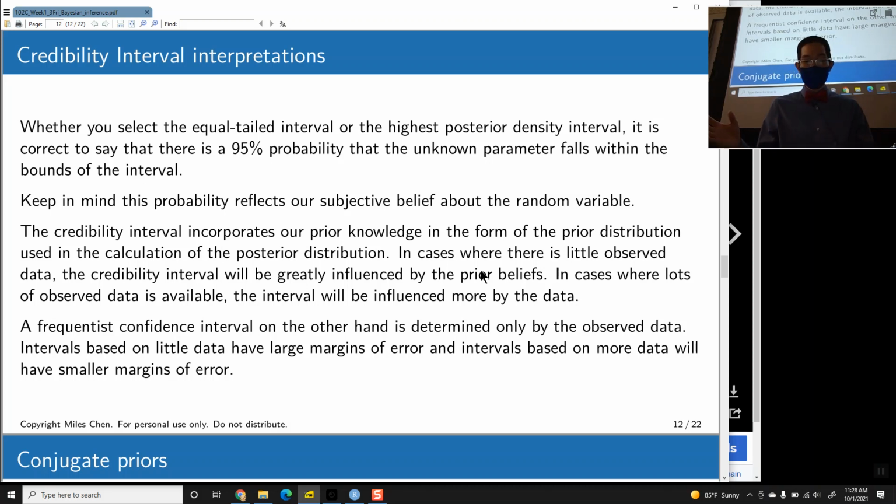In the case where we have little observed data, the credibility interval that we end up getting is based on the posterior distribution, which is greatly influenced by our prior beliefs. If we have a lot of data available, then it will be influenced more by the data. A frequentist confidence interval, on the other hand, is determined only by the observed data, and intervals based on little data will have huge margins of error, and intervals based on more data will have smaller margins of error.